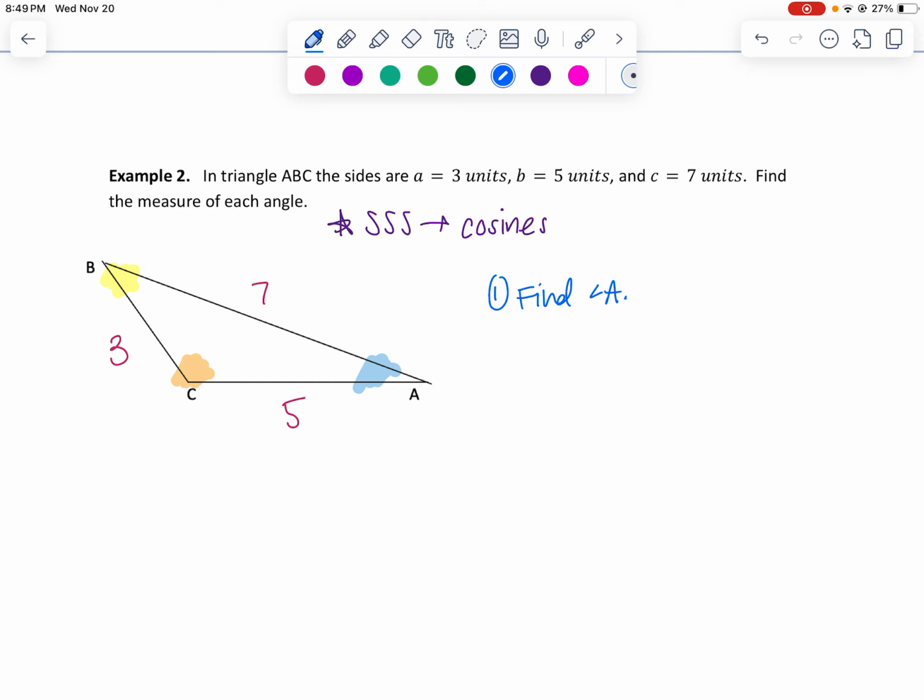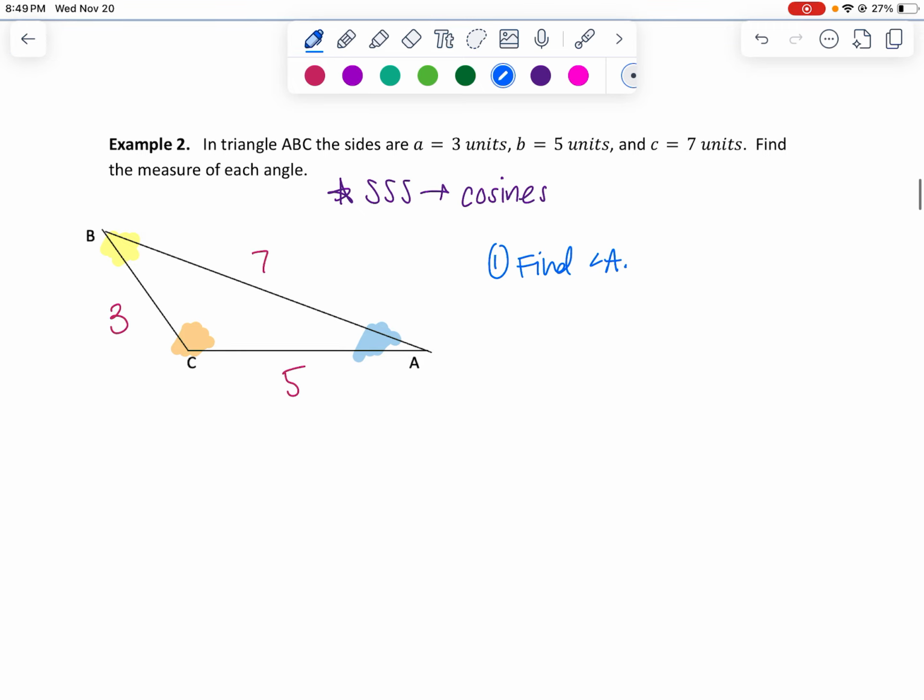So we are going to have to use the inverse functions in this one. If I'm finding angle A, I have to use the opposite side of 3. So I'm going to start with 3 squared is equal to the sum of the squares of the other sides. So I have 5 squared plus 7 squared minus 2 times the product of those two numbers times the cosine of A, which is what we're trying to find.